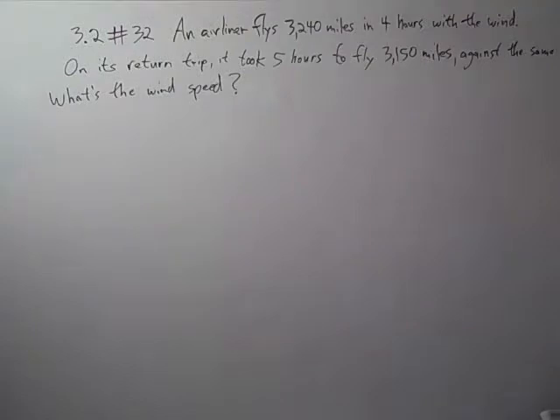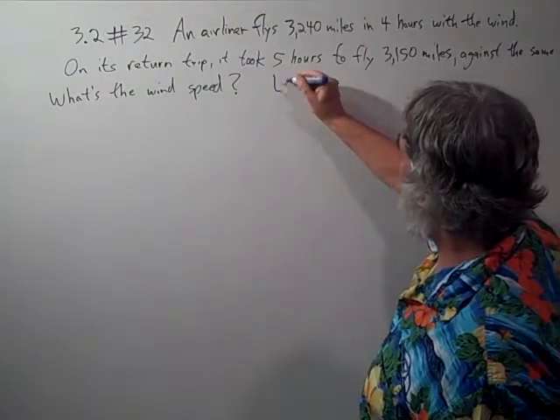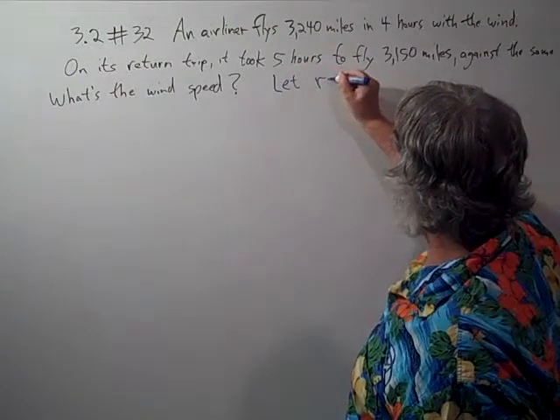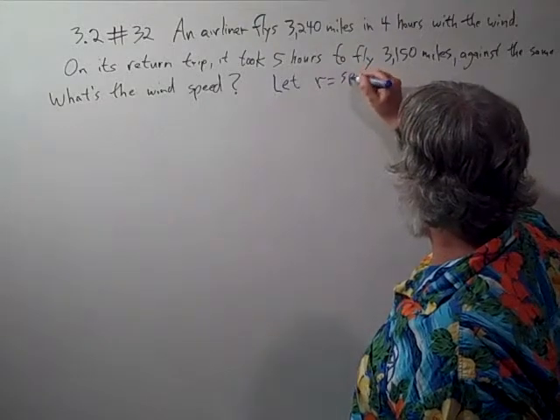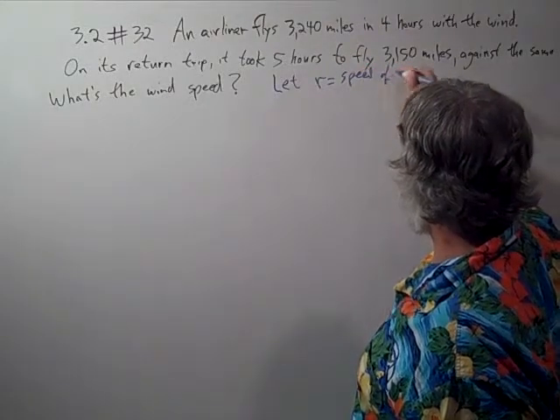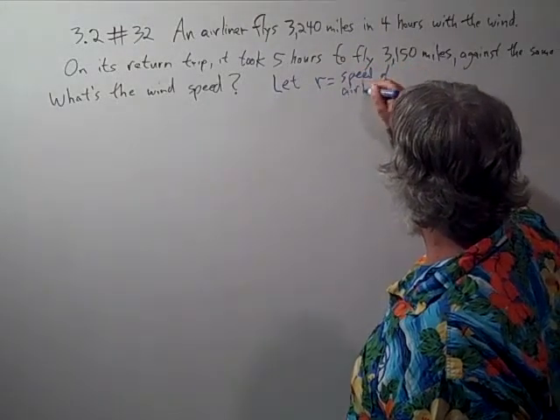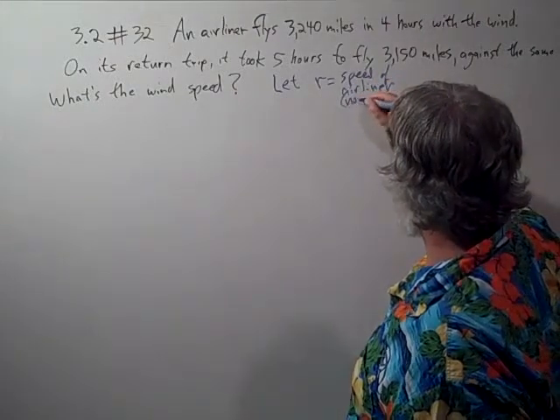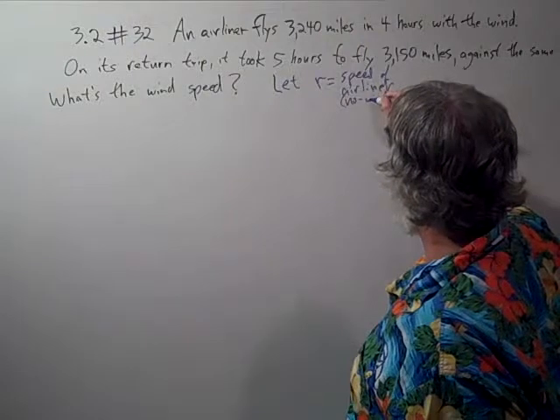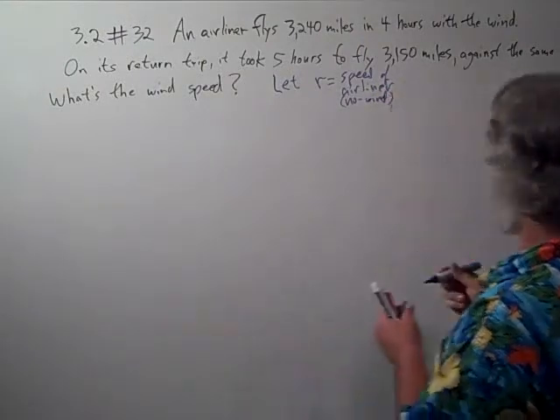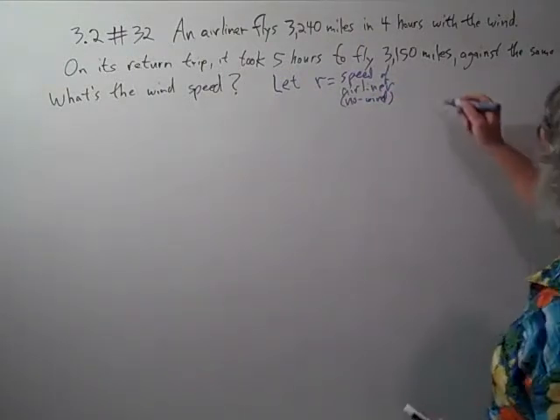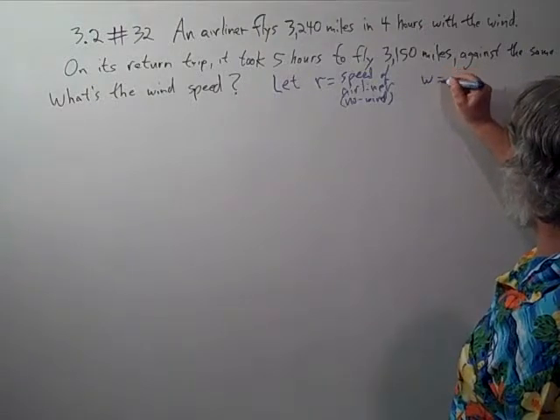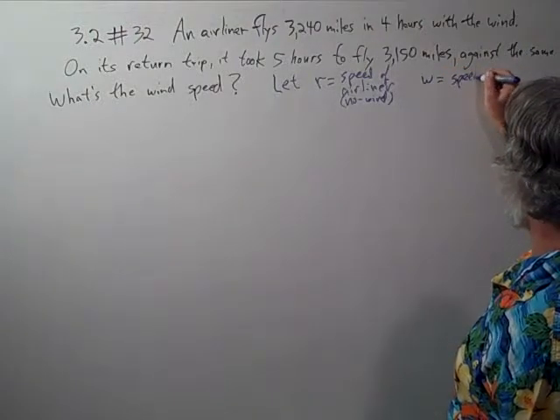Okay, to answer this question, let R equal the speed of the airliner with no wind. That's how fast it can go with no wind. And let W equal the speed of the wind.